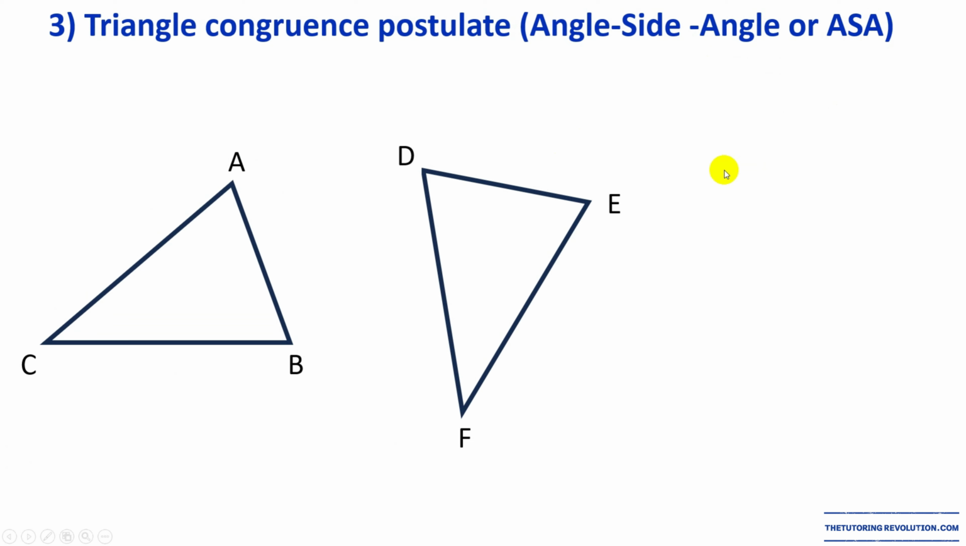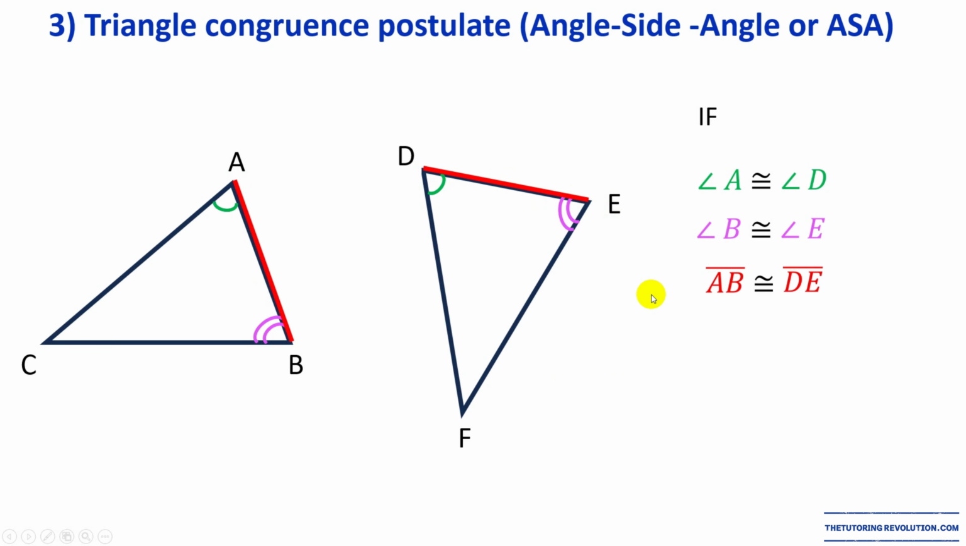So we have two triangles here, ABC and DEF. Now if angle A, this angle here, is congruent with angle D, and angle B is congruent with angle E, and the side in between the two angles, side AB, is congruent with side DE, and we're going to put a tick mark there to also show congruency between these two sides, we can say that triangle ABC is congruent to triangle DEF.